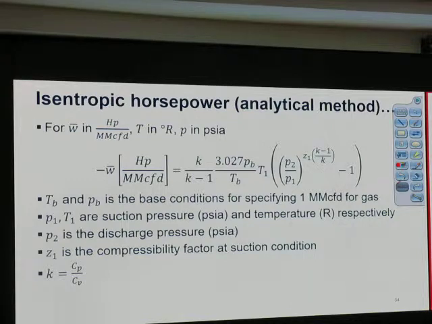Alright, we talk about that because horsepower required depends on the amount of mass that goes through. If you compress more mass, more material, we require more work. Okay? So this equation gives us W bar, minus W bar. Why do we need the minus sign, James? What? Why do we need that minus sign? To make everything positive or something?